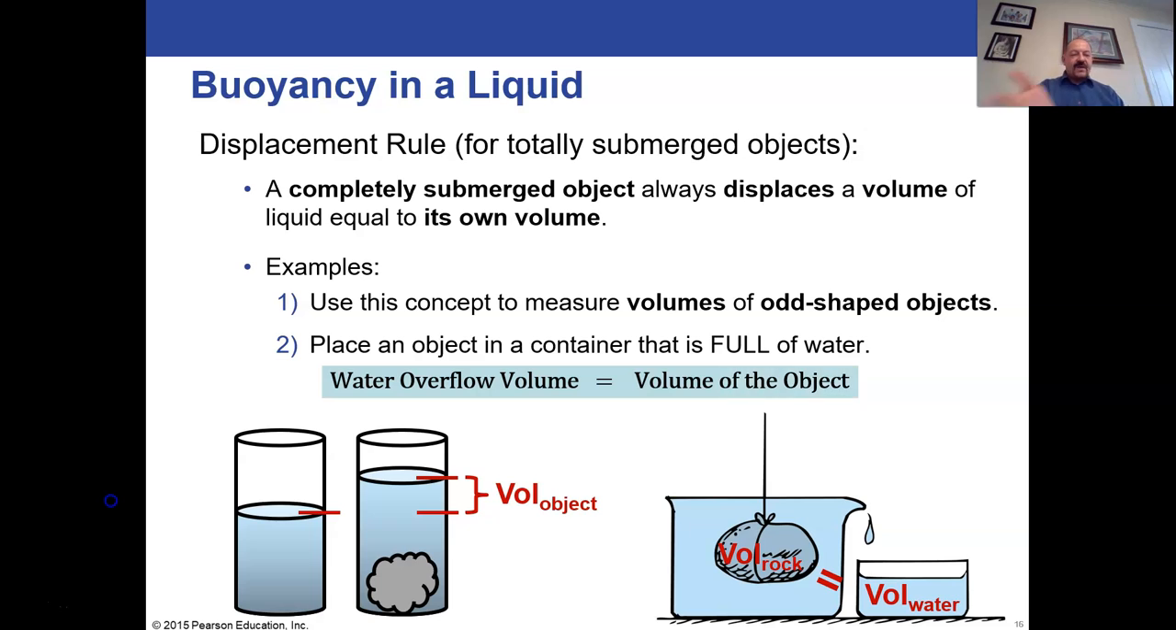All right, so this is just saying the volume on the right here, the overflow volume, will equal the volume of the object. In the situation on the left, it's the extra volume that pops up. That's the volume of the object.